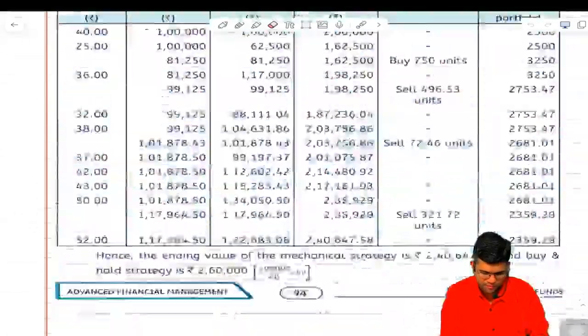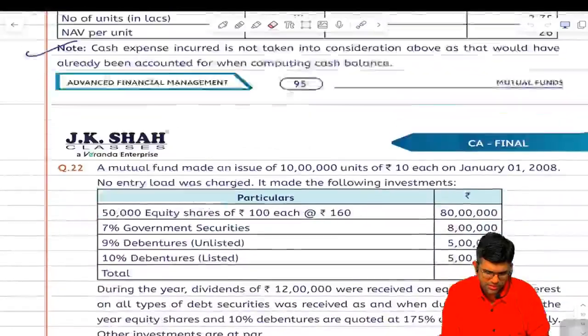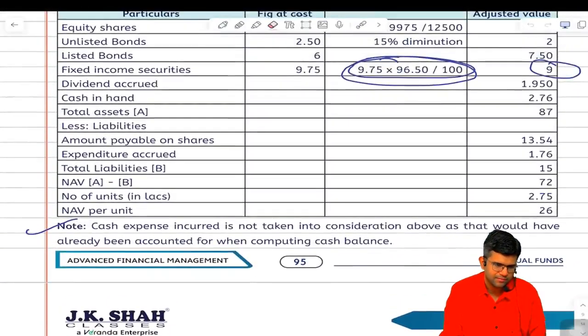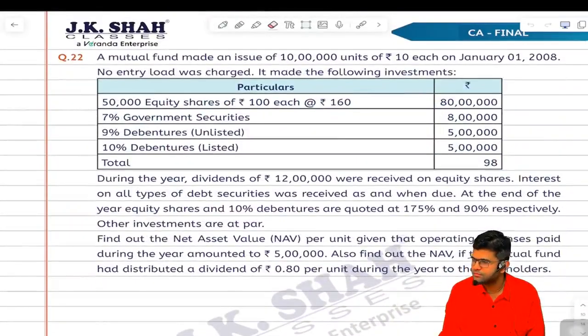Now I would request you to come to question number 22 and cancel it, because I don't know how to solve it actually. Question number 22. Cancel and write there, sir doesn't know how to solve this. Hence cancelled.